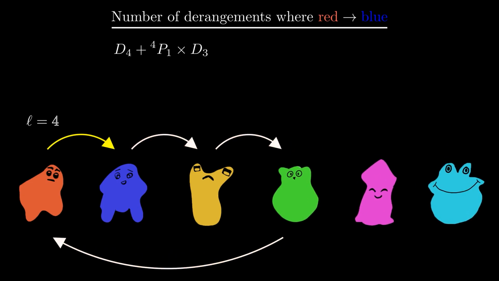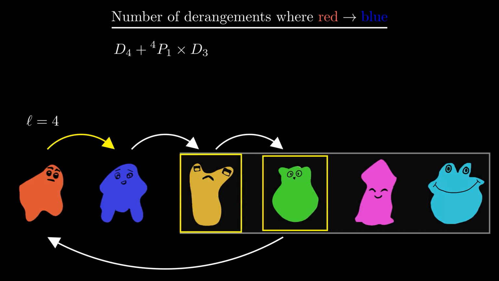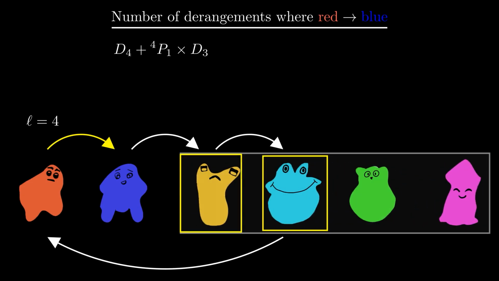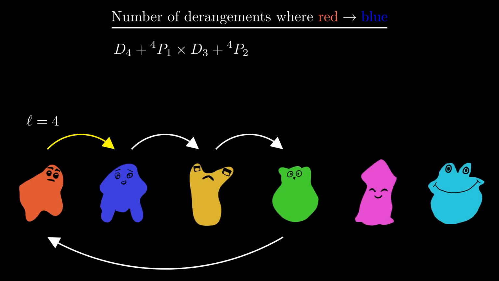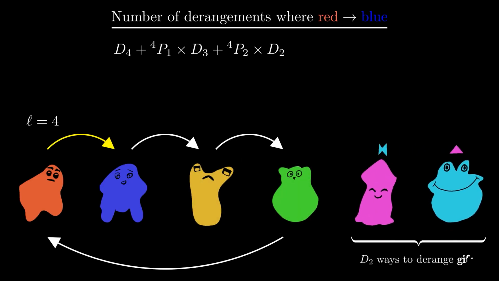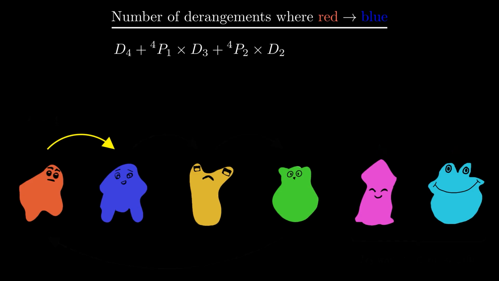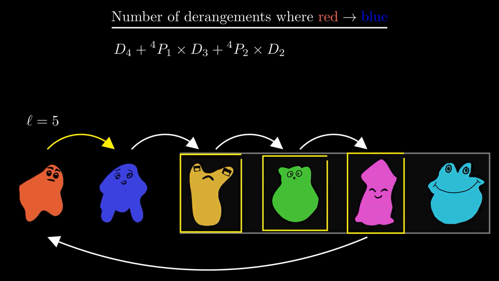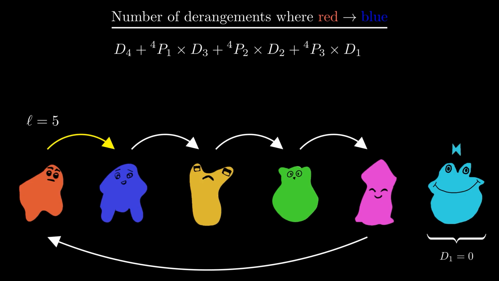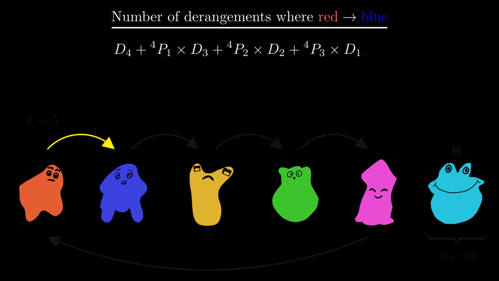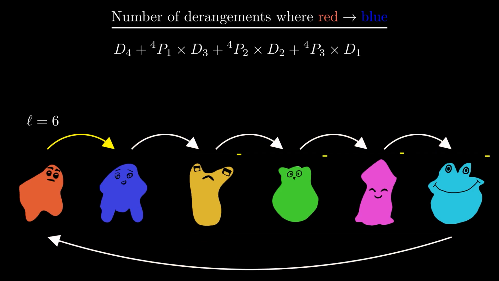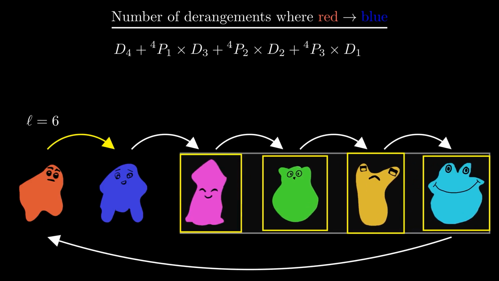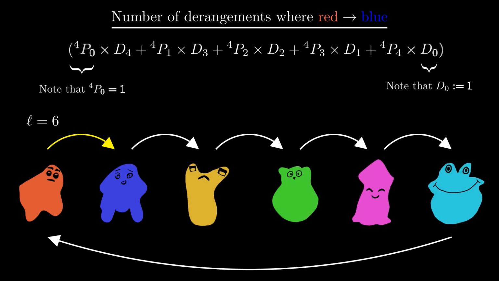For a loop size of 4, meaning 2 other blobs are connected in the loop with red and blue, there are 4P2 ways to choose and order these 2 blobs. Then there are d2 ways to derange the other gifts. You can already see the pattern start to form. For a loop size of 5, there are 4P3 ways to choose and order the 3 blobs, but the last blob will always receive its own gift, so there are 0 possible derangements, denoted by d1. For a loop size of 6, there are 4P4 ways to permute the 4 blobs. Putting these together, we get this.